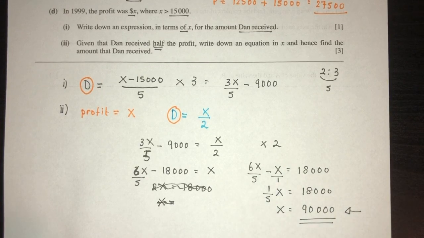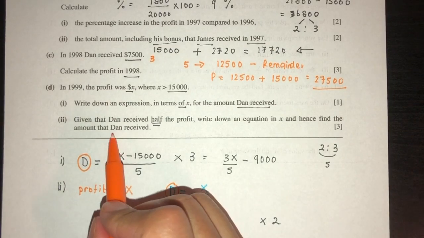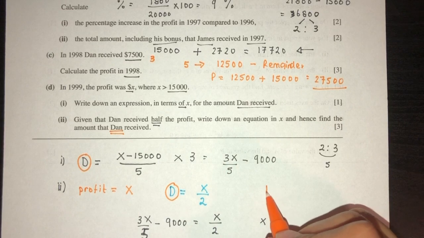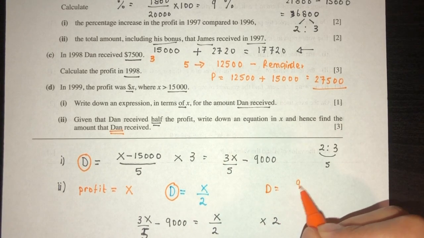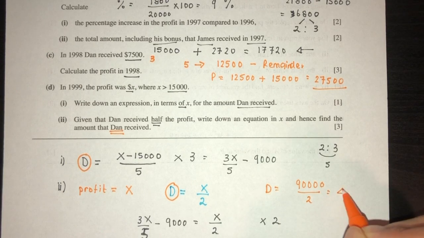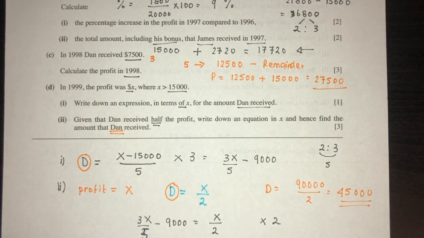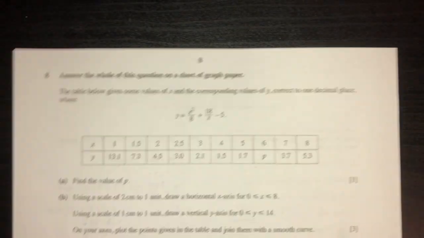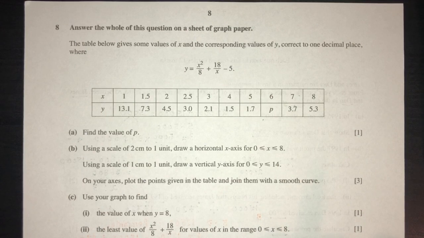Okay, but I'm not asking you for that. The question is asking what is the amount that Dan received. So D will be 90,000 divided by 2, which is 45,000. And that is your answer for part 2 of this question, number 7. Let's move on to question number 8.